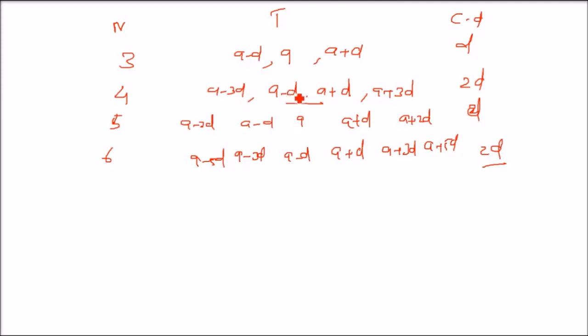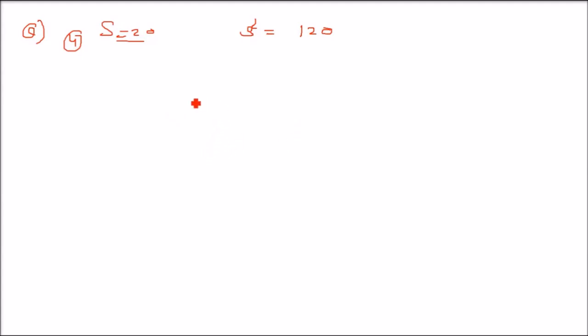See, a minus 3d, a minus d, a plus d, a plus 3d. These are the 4 terms you are going to take: a minus 3d, a minus d, a plus d and a plus 3d. The sum of these terms is 20.